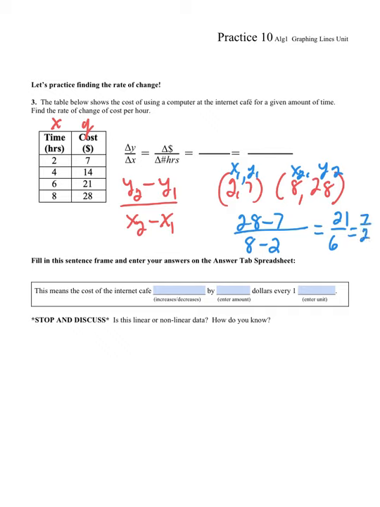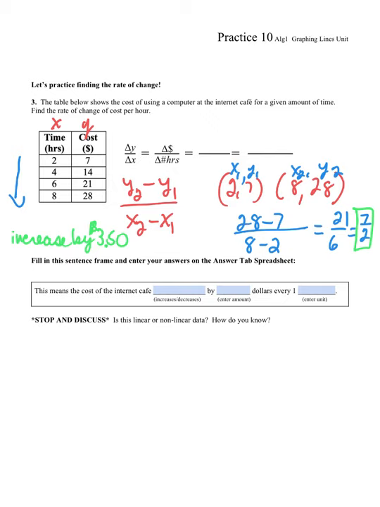Now, 7 over 2 is a positive increasing slope. And if I look at my cost, time goes up, and so does the cost, which means it's an increasing slope. I'm going to circle that so you know. And it's good to leave slope as a fraction if you're going to graph it. But in this instance, when we're talking about money, we're going to say it increases by $3.50 because we're talking about money.